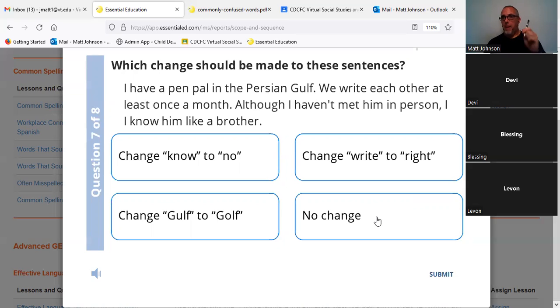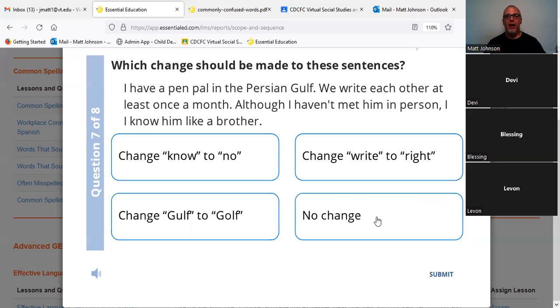Another one we didn't talk about, pen, right? So you have your writing utensil, P-E-N, or a pen like a stick pen is P-I-N, right? So that's somewhere you could get tripped up as well.